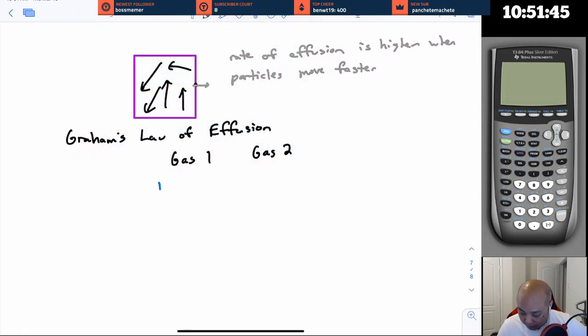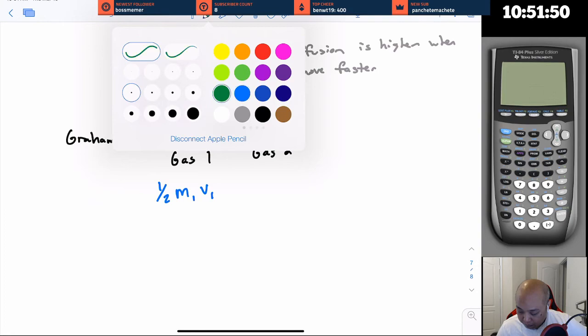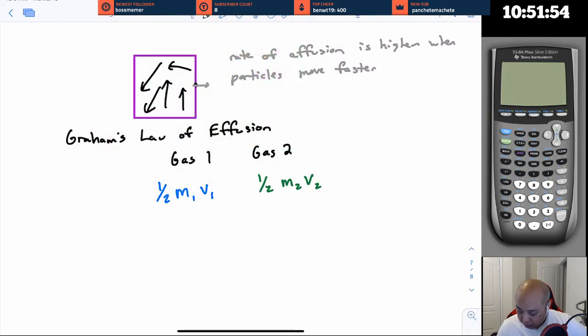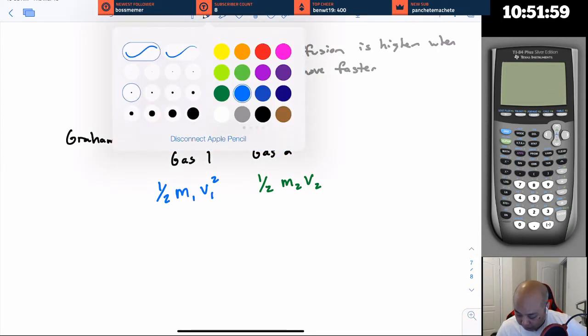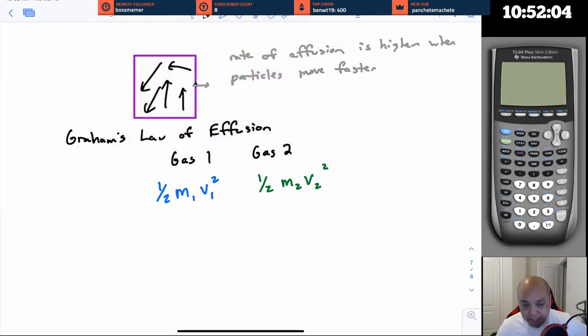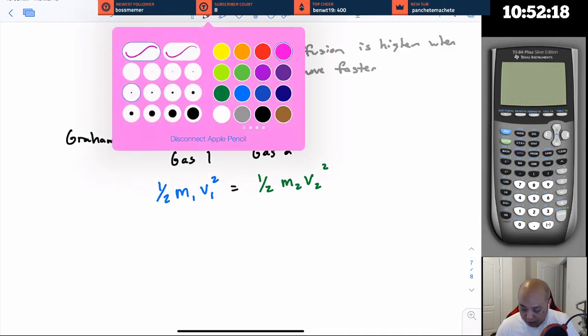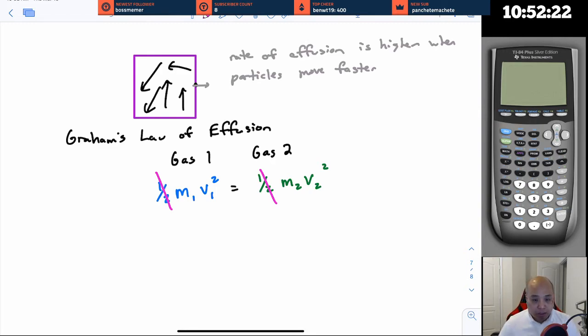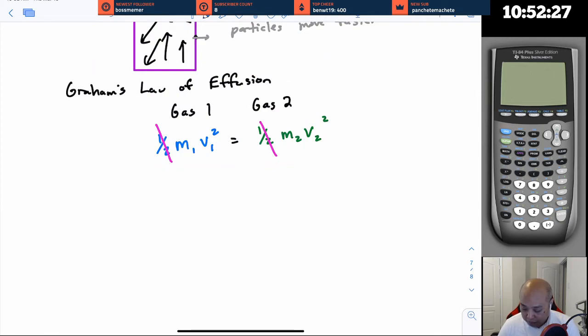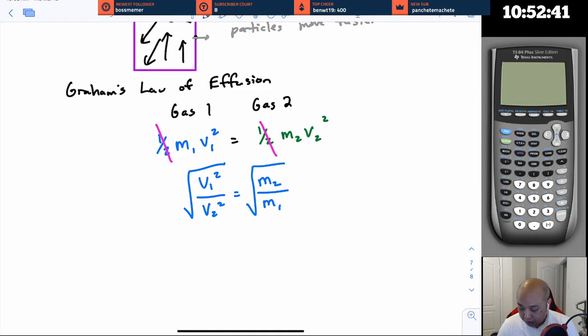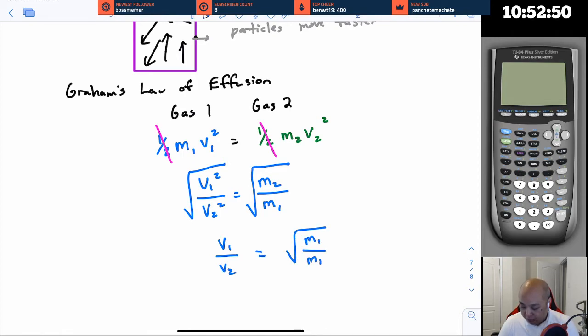Well, each of them have their kinetic energy, one half m v squared. Oops, sorry, I should write the squared here. Okay. Now, if they're at the same temperature, these two values have to be the same. Now, let's reorganize this equation to show you where Graham's law of effusion comes from. Well, the halves cancel out because they're both the same on each side. And so we rearrange the equation so that V1 squared over V2 squared is equal to M2 over M1. And then we square root both values. So this becomes V1 over V2 equals the square root of M1 over M2.